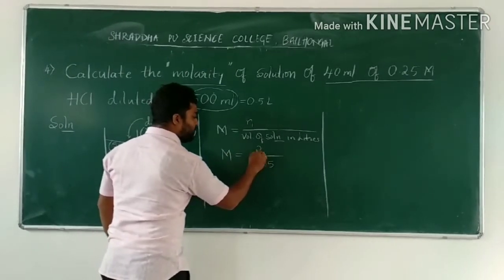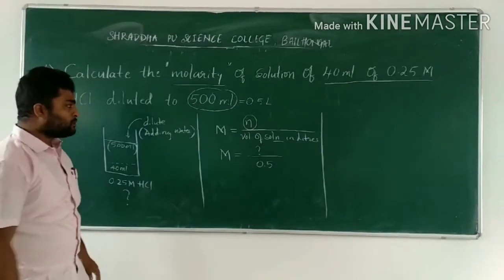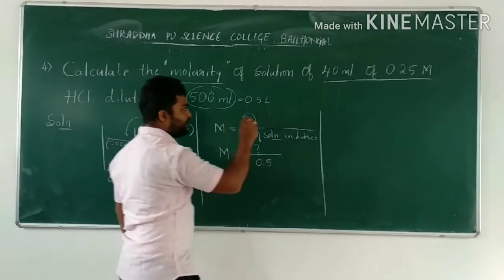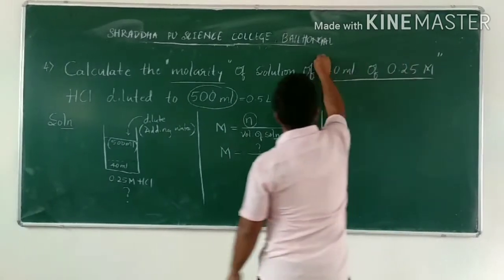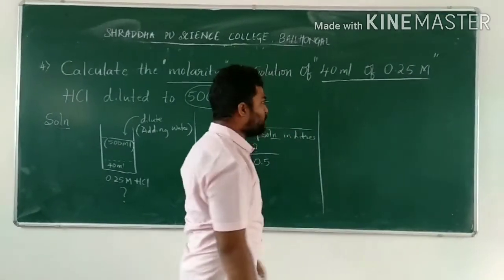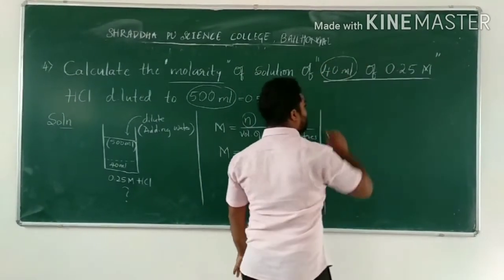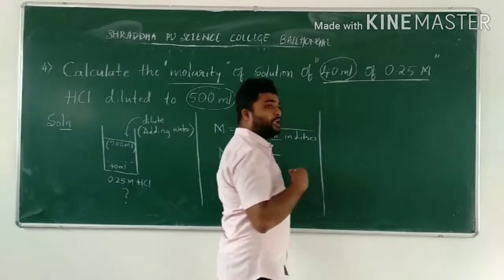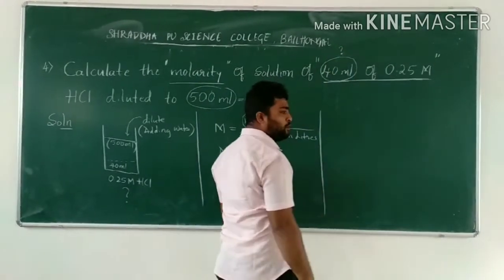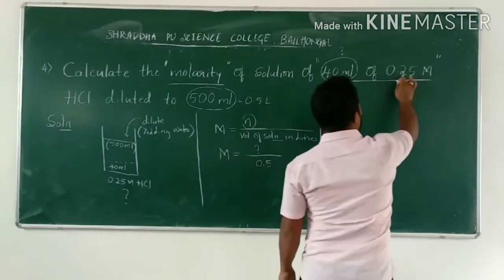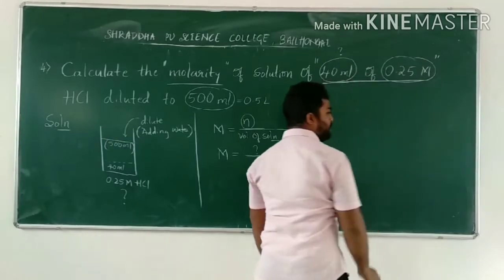Now I need to calculate the number of moles. How do I get it? I will get it from this statement. They are considering 40 ml of it. I need to calculate the number of moles in 40 ml, whose molarity is 0.25 M.